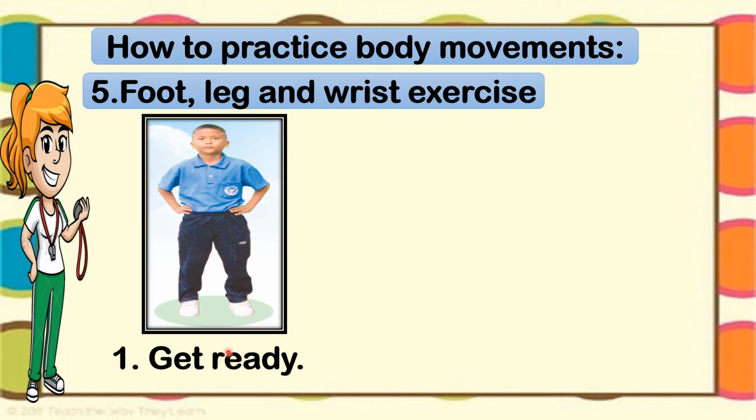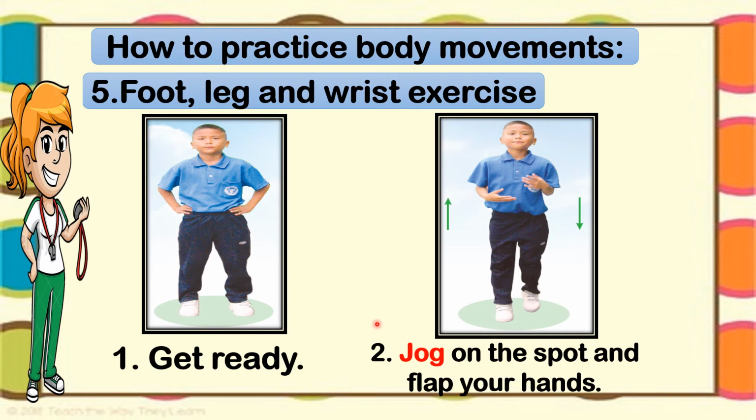Now after getting ready, go with number 2. You need to jog or do a jogging on the spot and flap your hands. So this one, for example, the left hand is going down and the right hand is going up. So you can do like this, going up and down. Again, you need to jog and flap your hands at the same time.